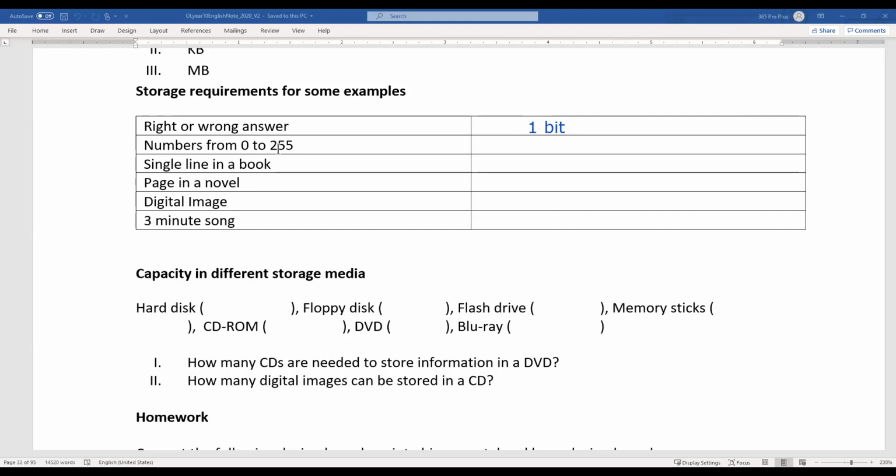Then let's look at how to represent numbers from 0 to 255. We know one thing: one bit can be used to represent two numbers. What are they? 0 and 1. So the values you can represent are 0 to 1. If you have two bits, then you can represent four numbers. What are the four numbers? 00, 01, 10, 11. That means the values go from 0 to 3, isn't it? You can represent four numbers.